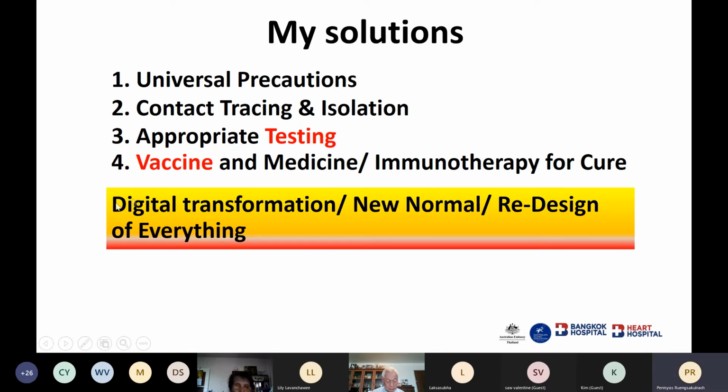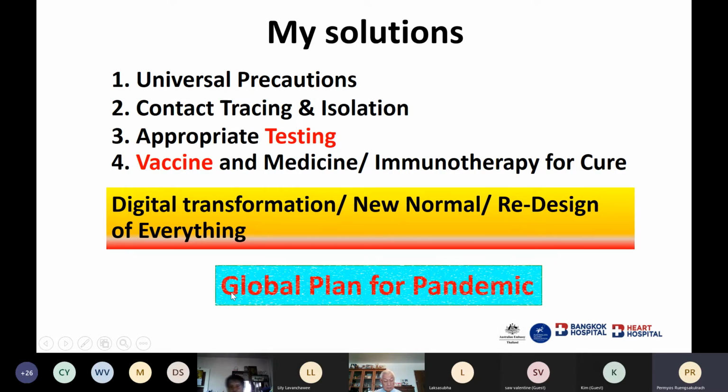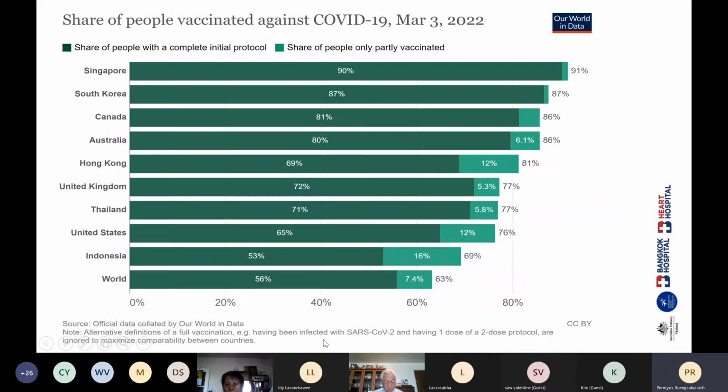And for society, we need the digital transformation, a new normal, and to redesign the work and everything in healthcare and also in business. And we need a global plan for the pandemic. We cannot have only one country stop the viral infection.